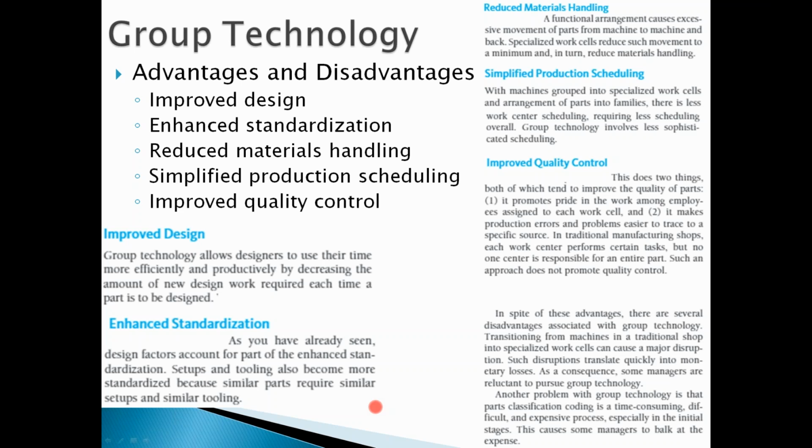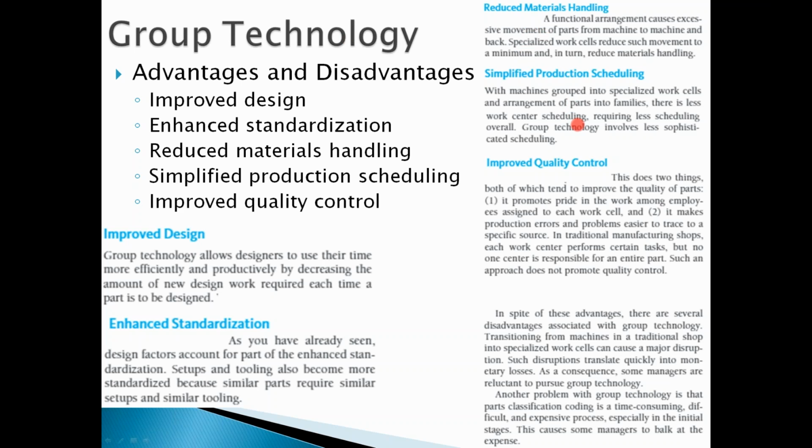Reduce material handling. A functional arrangement causes excessive movement of the part from machine to machine and back. Specialized work cells reduce such movement to a minimum and in turn reduce material handling. If you are not in the same group and use this material and then you have to change to a different material, this could create some wasting of the material. So again, this is a good advantage to reduce some of the material handling if you group them with group technology.